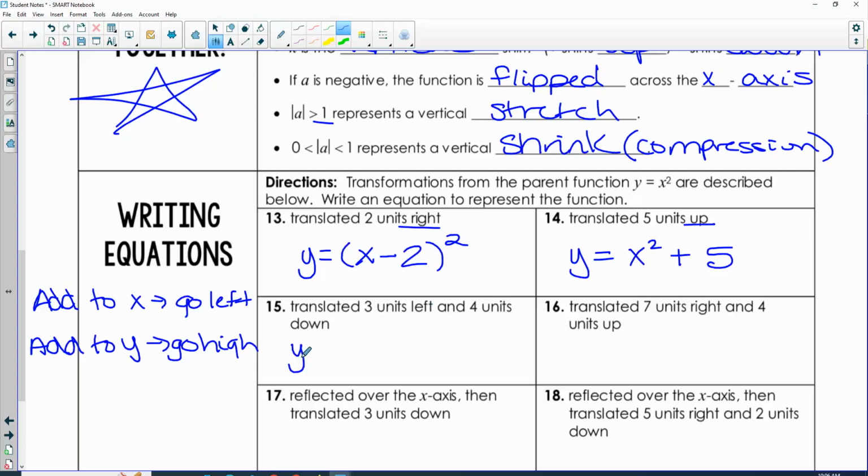All right, number 15. We have a couple things. Add 3 units to the left. Add to the x, it'll go to the left. So if I want to go to the left, I have to add the 3 to my x. Don't forget the square. The square is always here because it's telling us we have a parabola. And we go 4 units down. So what does that mean I need on the end?